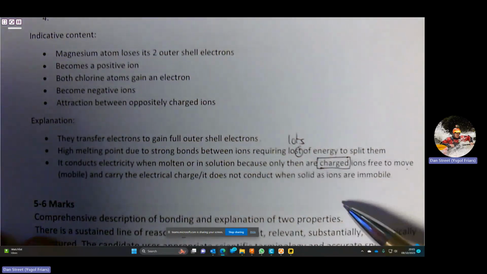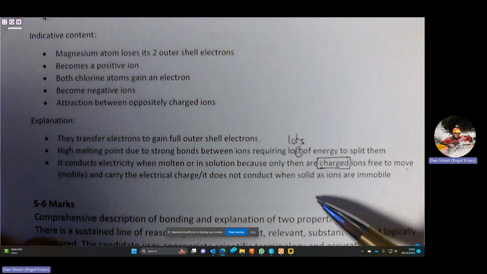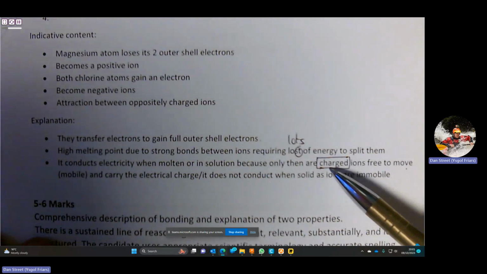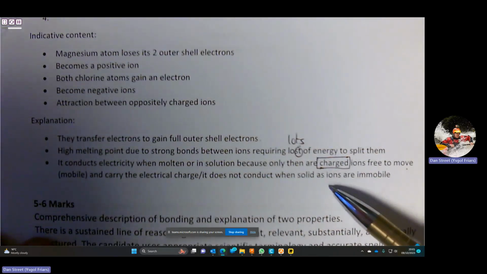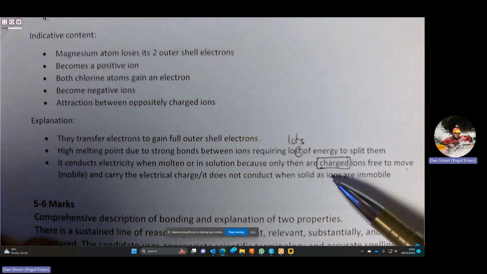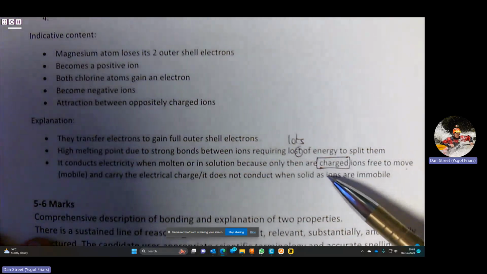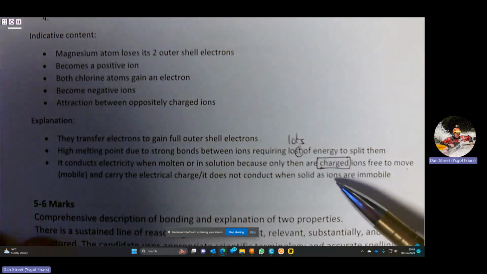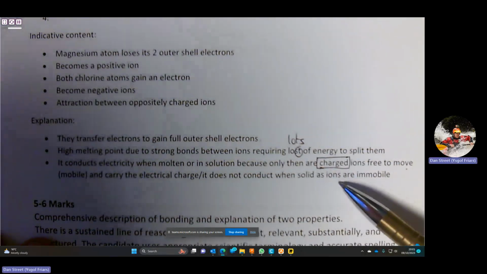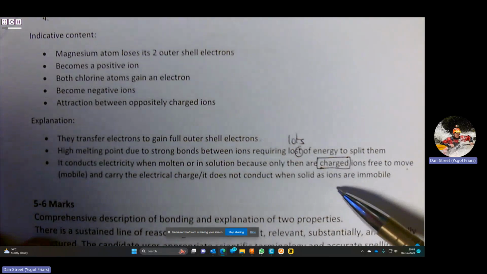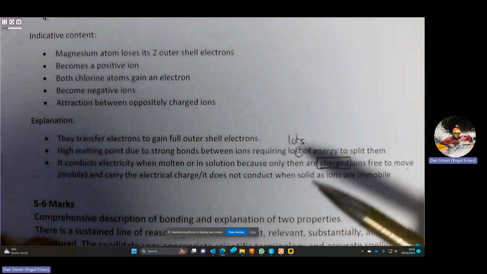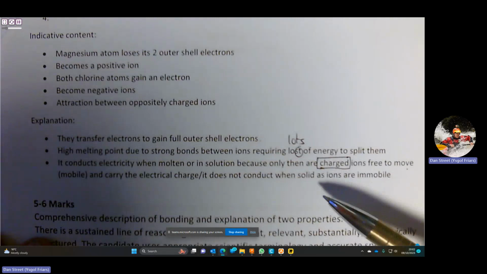We've spoken about this in previous questions. In the solid lattice, whilst the ions are charged, they cannot move. So solid ionic compounds cannot conduct electricity, whereas liquid, i.e. molten or dissolved ionic compounds, can conduct electricity because their particles are both charged and mobile.